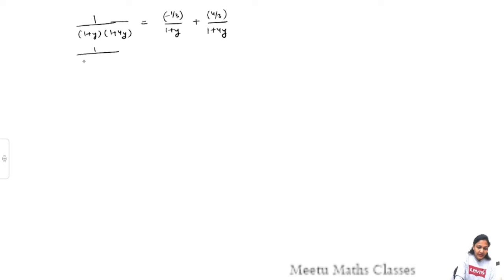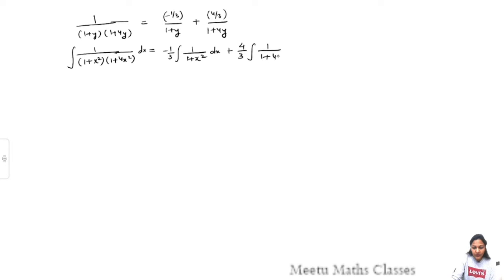Now we will substitute back y is equal to x square, and we will get this is equal to, and integrating both sides we will get minus 1 by 3 integral of 1 upon 1 plus x square dx plus 4 by 3 integral of 1 upon 1 plus 4 x square dx. Now this will become our I, and this is tan inverse of x.